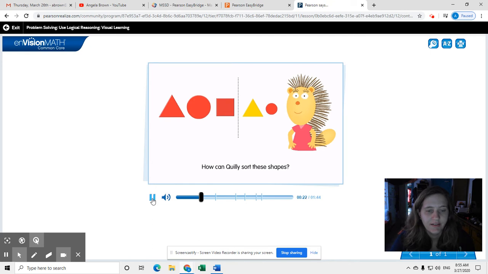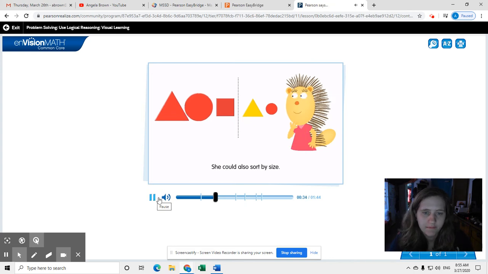Very good. One answer is she could sort by shape. Or she could sort by color. She could also sort by size. Did you get all 3? All right, but I think here there's one best one we could do.